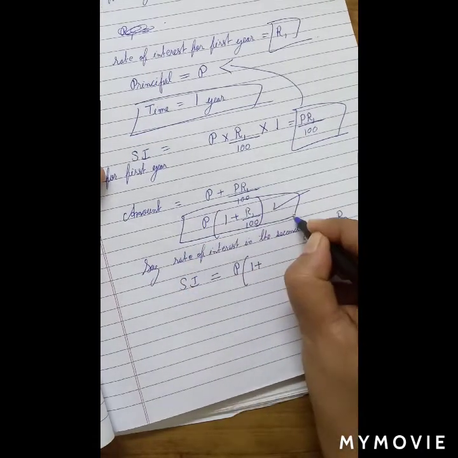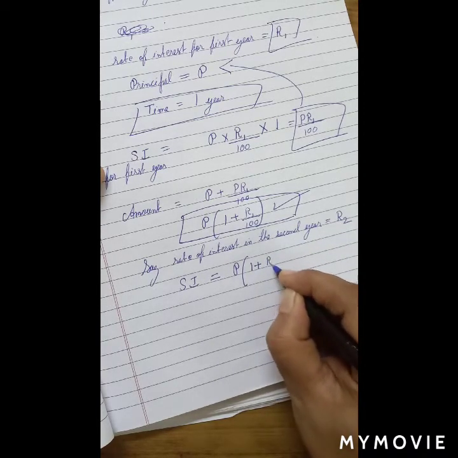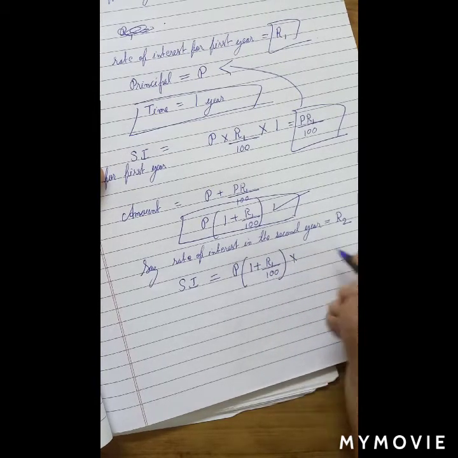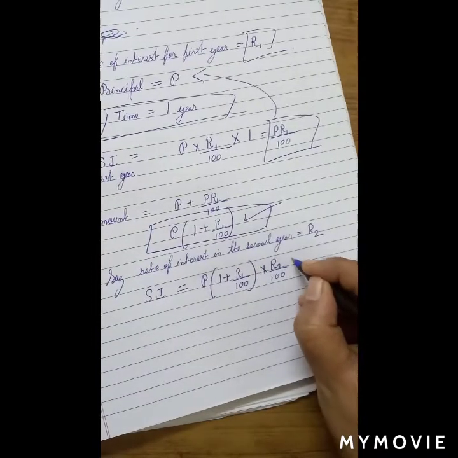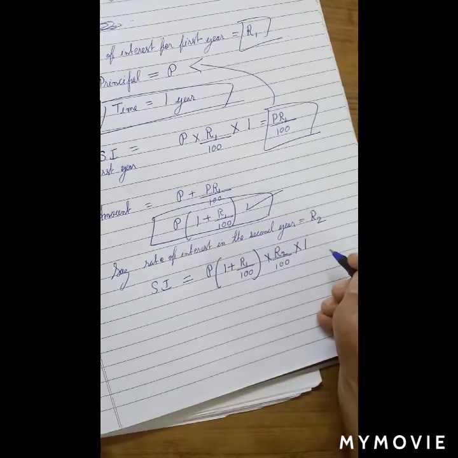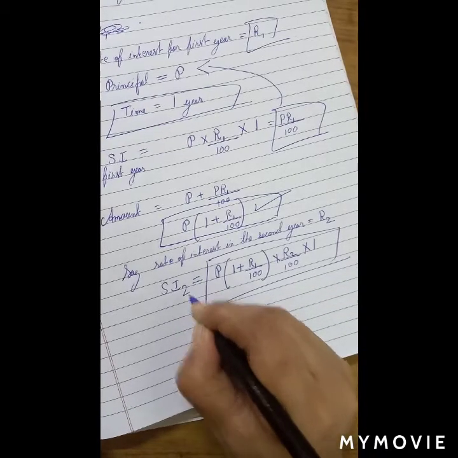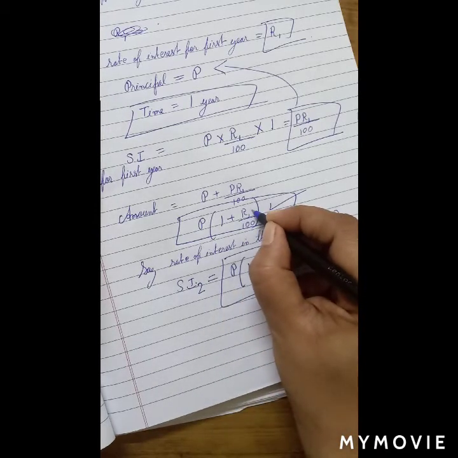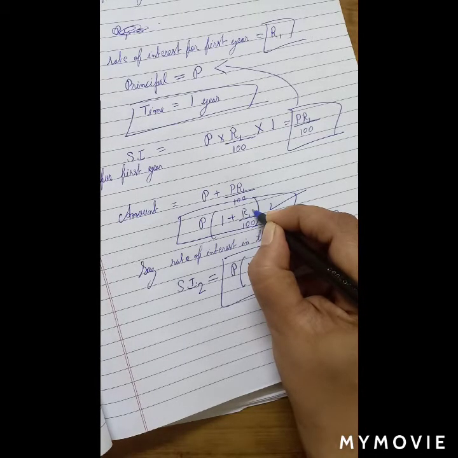This is the principal. The amount of the first year is now the principal. So this is the principal and the rate of interest is R2 by 100 and the time is 1 year. We are calculating it for the second year, so the time is again 1 year. So this is the simple interest for the second year. Let's call it SI2. Now we are going to add the simple interest to this amount, which is now the principal, and then we will get a new amount that the lender will get after 2 years.